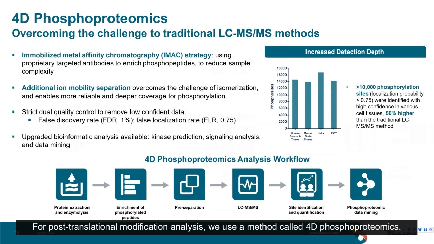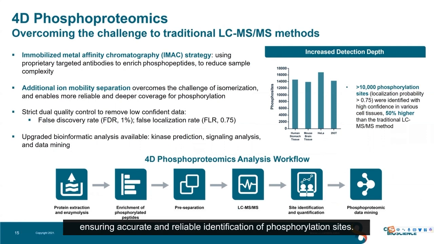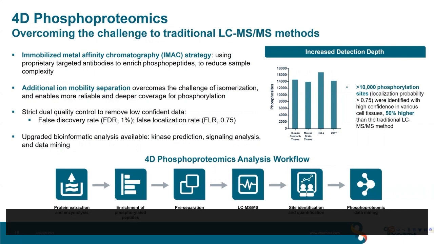For post-translational modification analysis, we use the method called 4D phosphoproteomics. This technology combines additional ion mobility separation to overcome the challenge of isomerization, ensuring accurate and reliable identification of phosphorylation sites. The improved separation capability significantly enhances the depth of coverage for phosphorylation analysis.